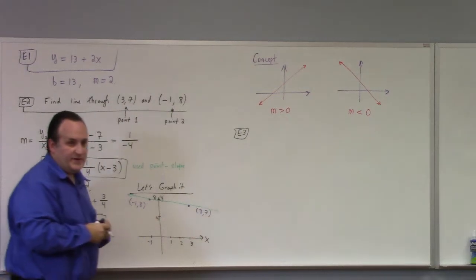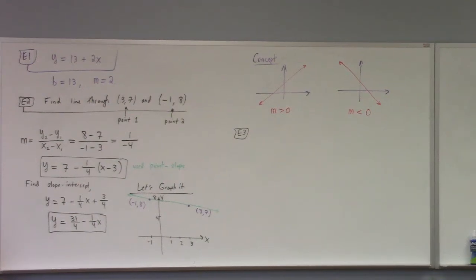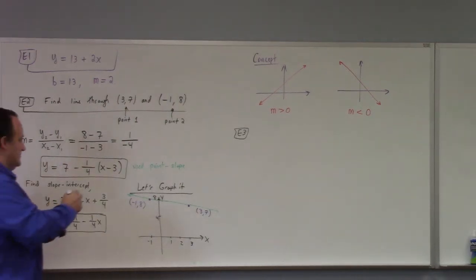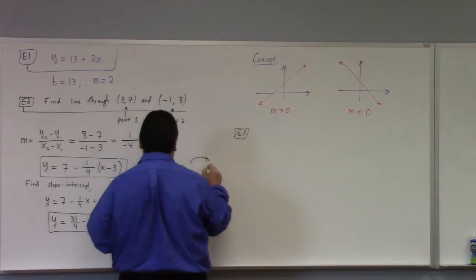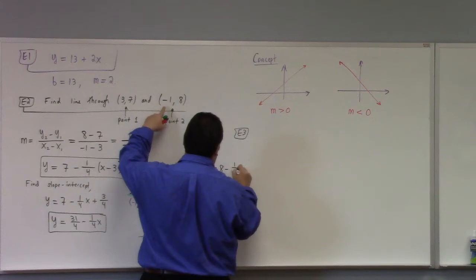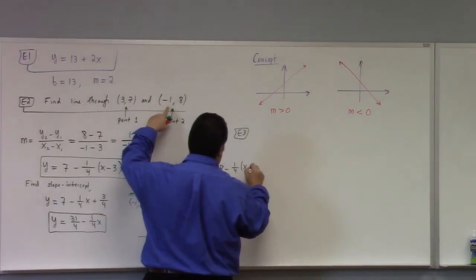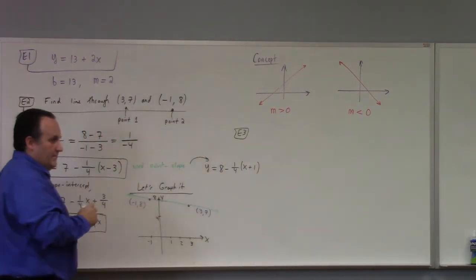If you guys have questions, just jump in, all right? Yep. Could we have used (-1, 8) instead of (3, 7)? Ah, so your question is, why did I use (3, 7)? Couldn't I have used (-1, 8)? How would that have worked out? Let's choose a different adventure, right? So we could have done, you're like, why didn't you use this point? Then we would have had 8 minus 1/4 (x minus (-1)), which is what? Plus 1, right? And how does that work out?